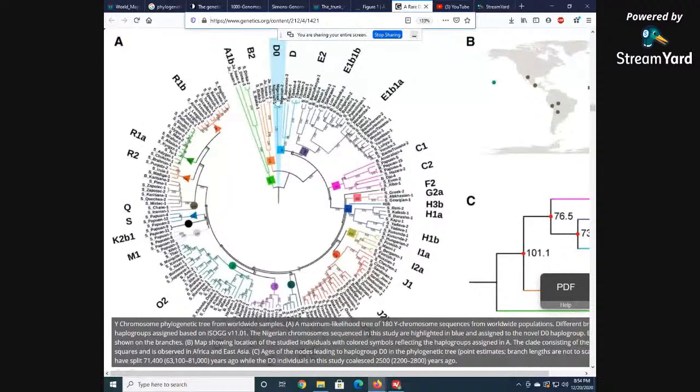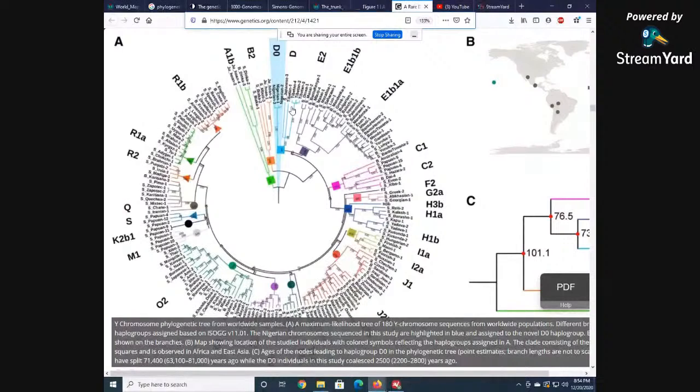So we got the DO. There's Nigerians that are DO. And then we have the D's that are the Tibetans and the Andamanese and the Japanese. They're not even showing the Andamanese here, but they're the Tibetans and the Japanese. And DO is Nigerian, the way they have DO.